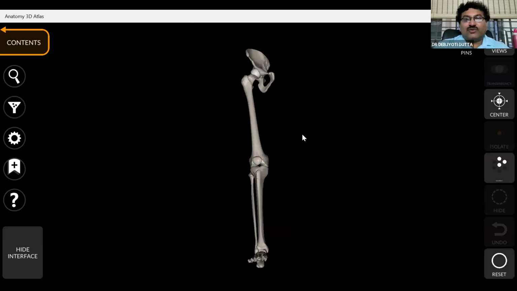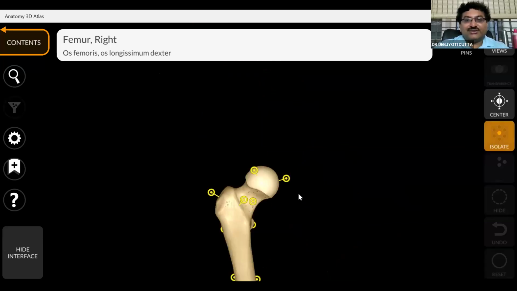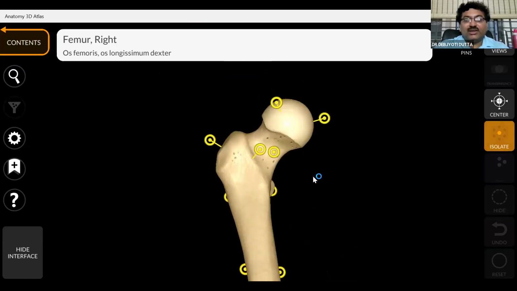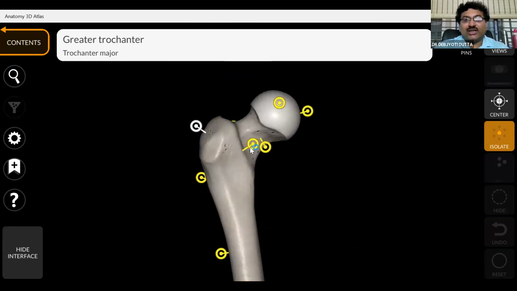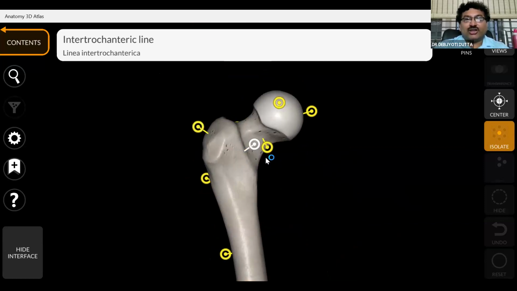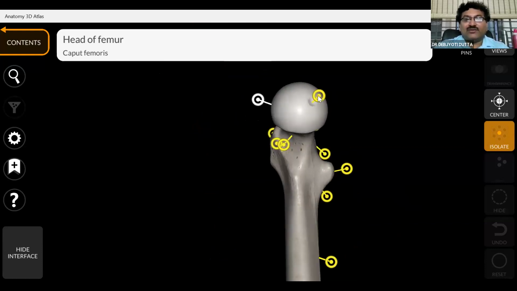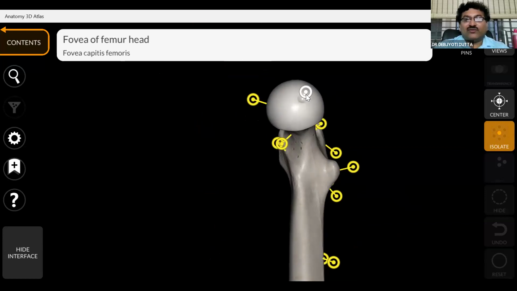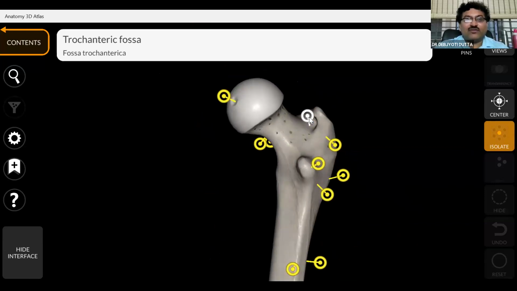Now, let us move to the important landmarks of the femur. Let's go closer. As I told, this portion is the greater trochanter. This is the intertrochanteric crest. This is the neck of the femur. This is the head of the femur. And this is the fovea of the femoral head. I'm not discussing it because this is basically not required for us.